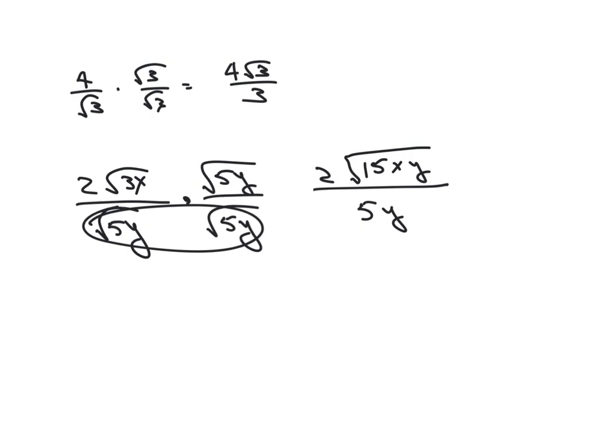We cannot reduce this 15 over 5 to 3 because this is not 15. This is the square root of 15. So this number here is some number close to 4, but not quite. So we can't just reduce that because it's a square root of 15, and 2 over 5 does not reduce.